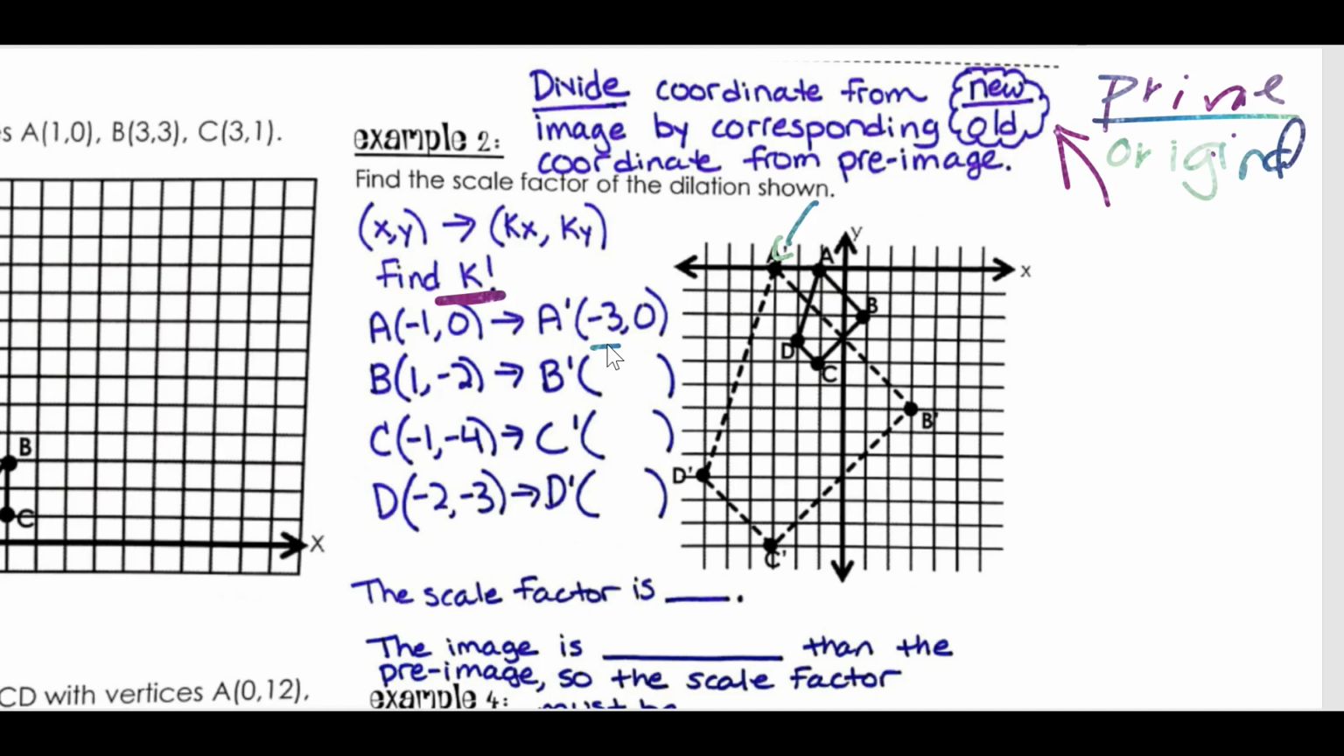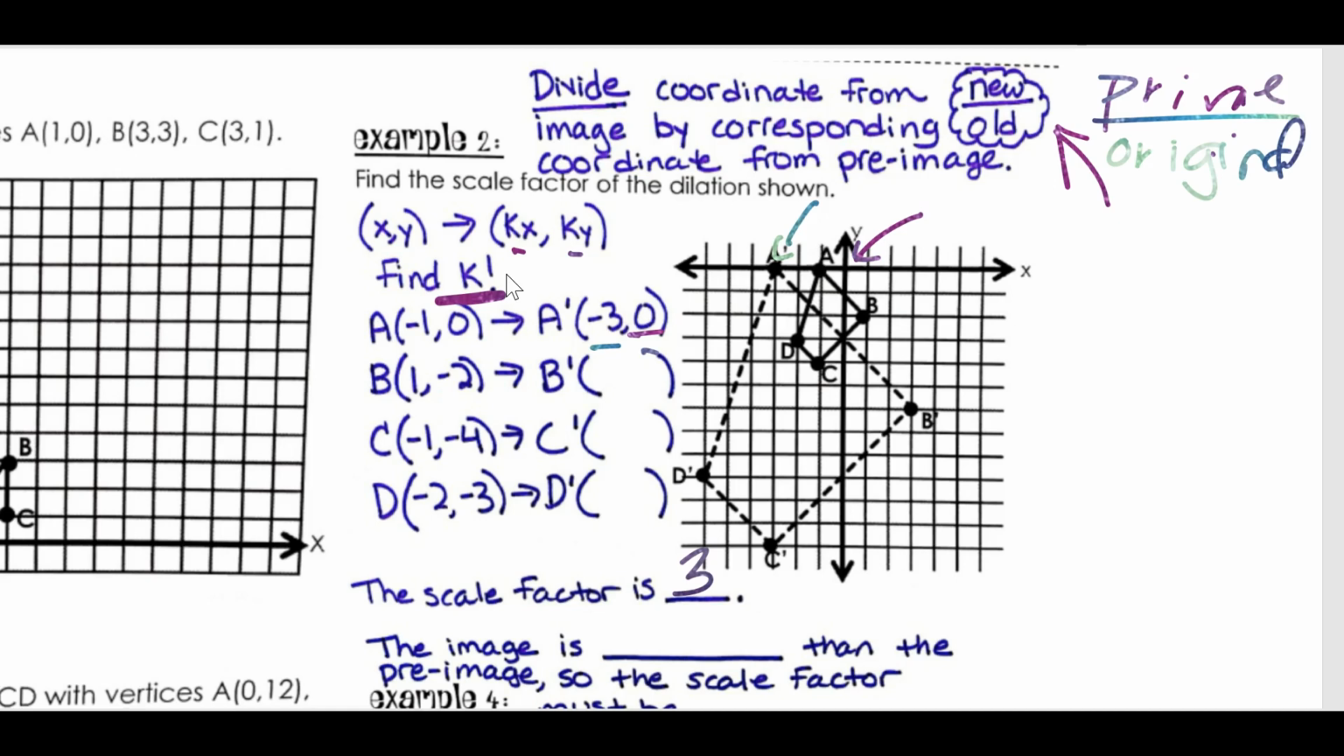So A prime is at negative 3, 0, and it was moved from this A right here. So we're asking, how does A become A prime? How does A, negative 1, become negative 3? Well, multiplying, because we take the scale factor and multiply by each ordered pair. We know that negative 1 times 3 is negative 3. So our scale factor is 3. What do we do with that 3? We multiply everything by 3, because that's what the scale factor says, multiply each ordered pair by that. So that's exactly what we're going to do.